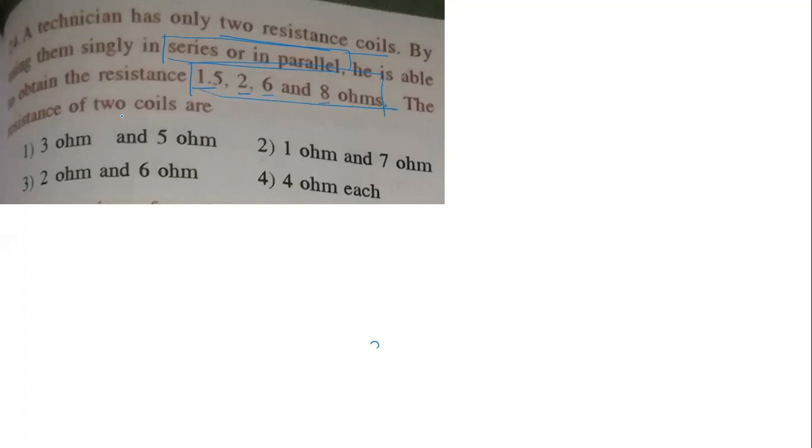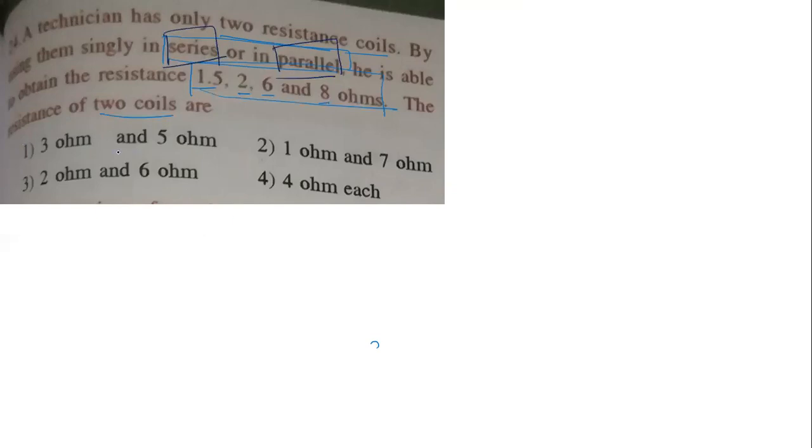Then what is the resistance of the 2 coils? They are asking what the resistance of each coil is. So here you can use either the series combination or the parallel combination. We need to have an effective resistance. Since there are 2 resistors, I'm going to check with the options now.